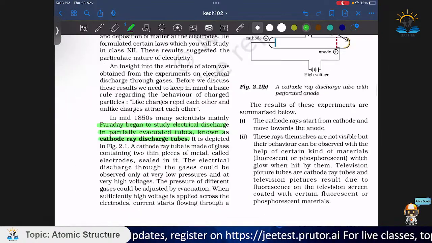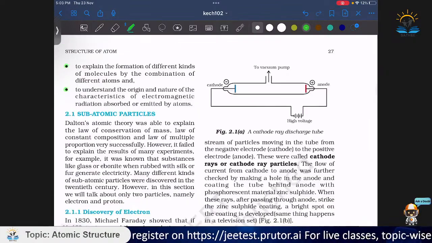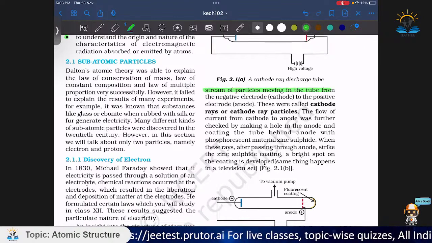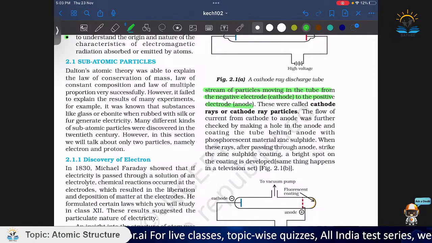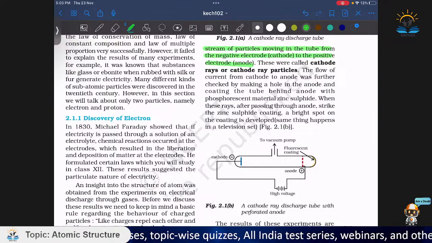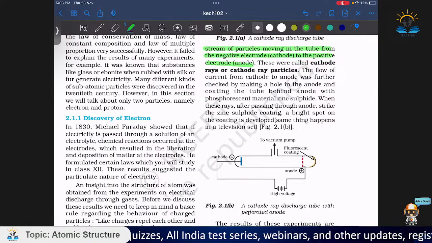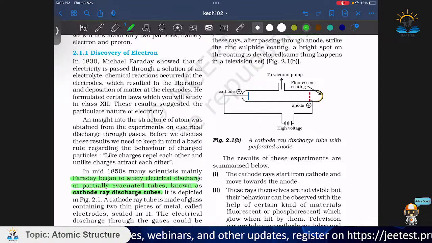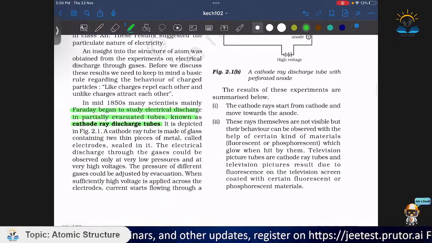Okay. Now, what did he observe? He observed a stream of particles moving in the tube from the negative electrode cathode to the positive electrode, which is anode. And these were called cathode rays or cathode ray particles. It was further checked by making a hole in the anode and coating the tube behind anode with a phosphorescent material, which is zinc sulfide. So these cathode rays, these particles which were emitted from the cathode, they had some characteristics. Okay, so we'll see the characteristics.